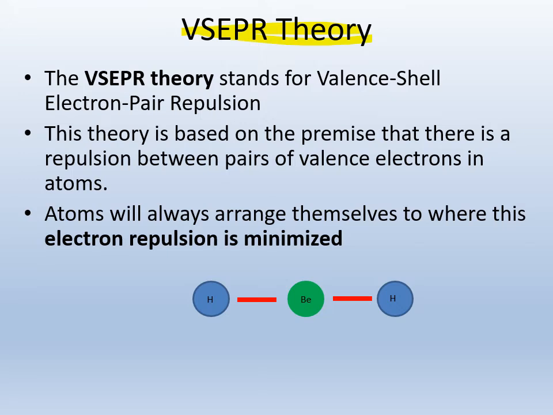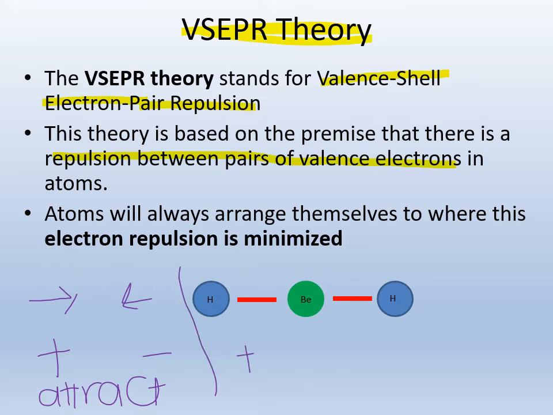VSEPR theory stands for valence shell electron pair repulsion. This theory is just the theory of what shapes molecules will have, and it is based on the premise or the fact that there's repulsion between pairs of valence electrons. Now, do you remember earlier this year we talked about charges? If you've got something positive and something negative, they attract each other. Opposites attract in chemistry and in life. Maybe not people, but charges do.